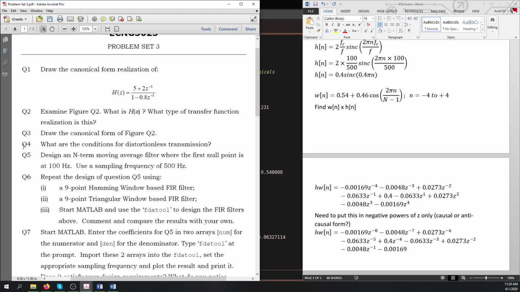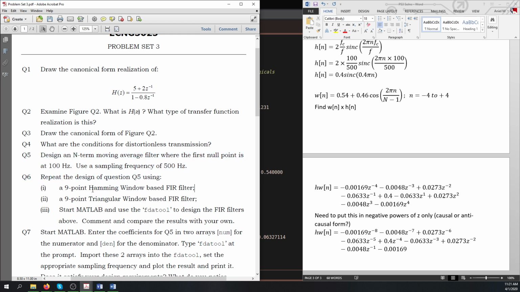Question 4, which asks for the conditions of distortionless transmission, is basically a recap question, and it's not really an application question, so it may not come at all. So the questions you want to focus on, repeating this, are questions 1 to 3, question 5, and question 6 part 1.